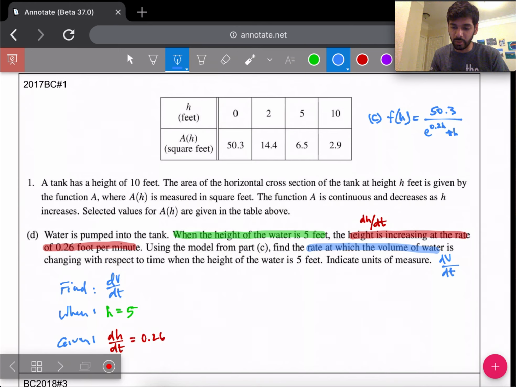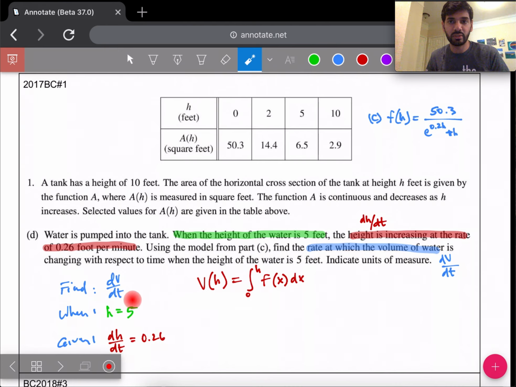Okay, so in this problem, it told me that the volume of the water, V of h, is equal to the integral from 0 to h of f of x dx. Okay, so this model right here was given from part C as well. I forgot to write that up here. This equation right here was given from part C. So what we need to now do is figure out what dV dt is based on this equation right here. This would be the setup.